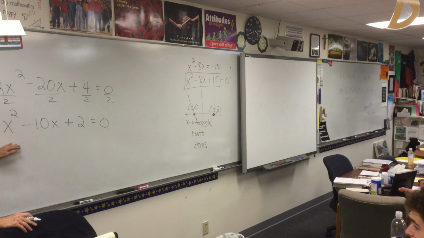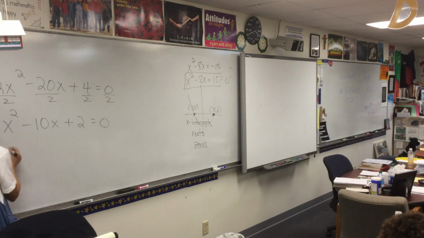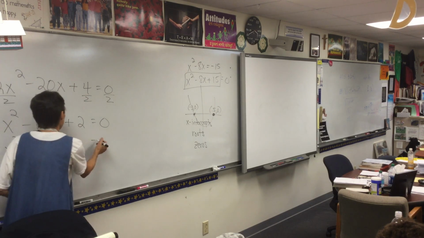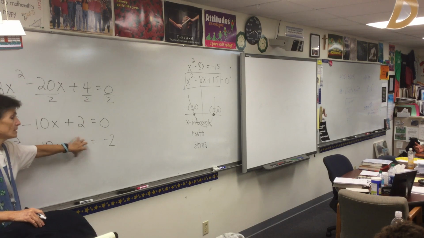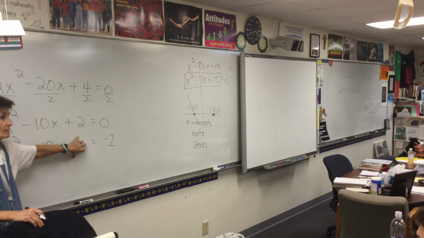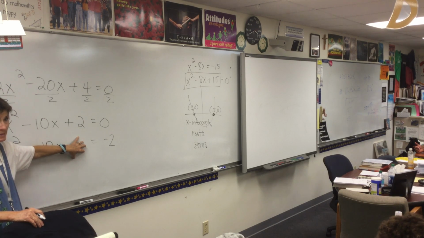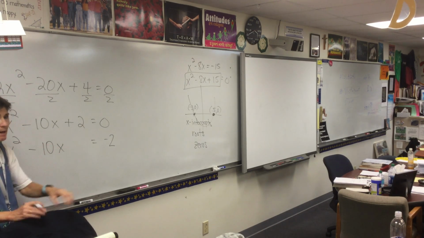Who remembers what I do first to get the ball rolling? Bring the 2 to the other side. Bring the 2 to the other side. And even though I'm moving the 2 over, I'm going to leave a gap in there because I know there is a new number that I have to put in that spot. Right? So, Jimmy, do you remember how to find the number that's going to fill that gap?